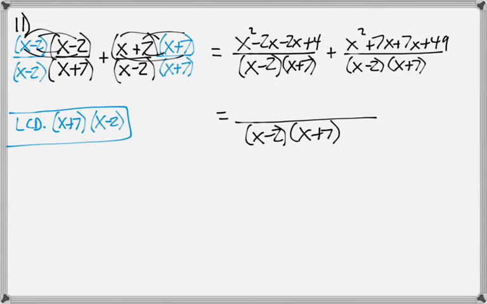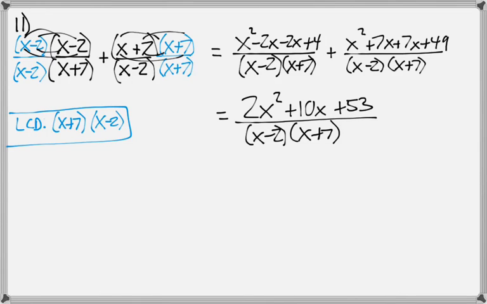I want to combine like terms on top. So x squared plus x squared is 2x squared. Negative 2x minus 2x plus 7x is going to be plus 10x. And then 4 plus 49 is going to be 53.